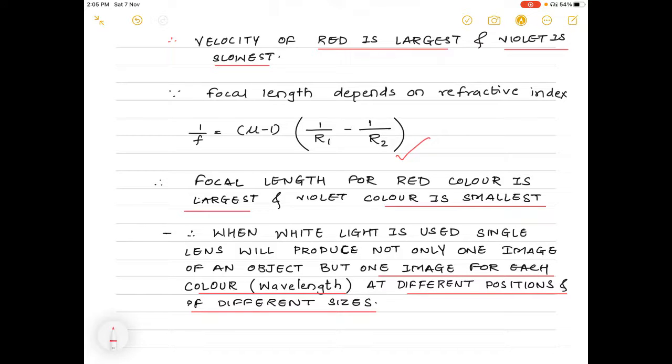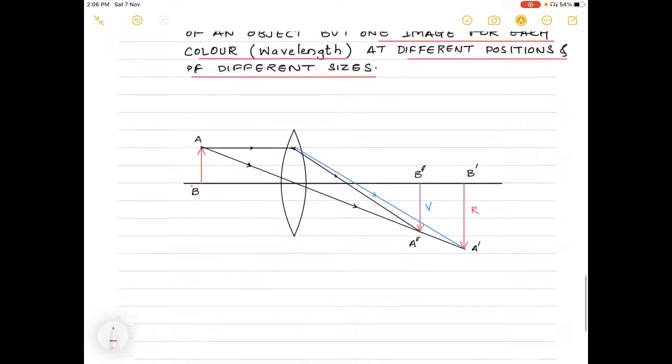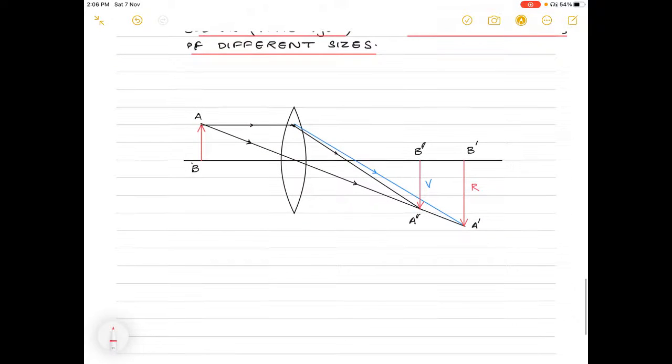So what happens is when the white light passes through that lens, it does not create a single image of that object, but it creates one image for each wavelength, which is again at a different position and has different sizes. We will see this through this diagram. This is the lens or the objective which is used, and AB is an object whose image is going to form at a focal length f of that lens.